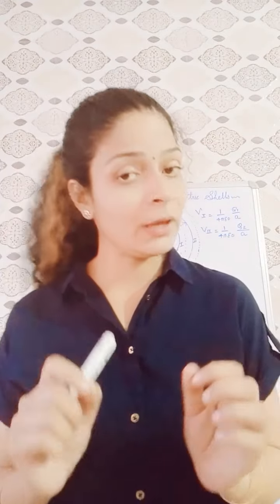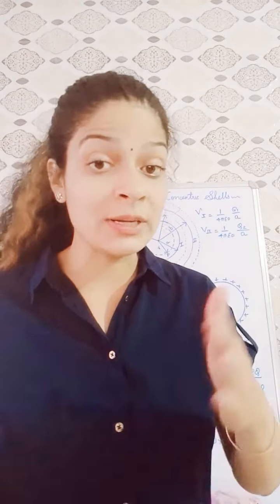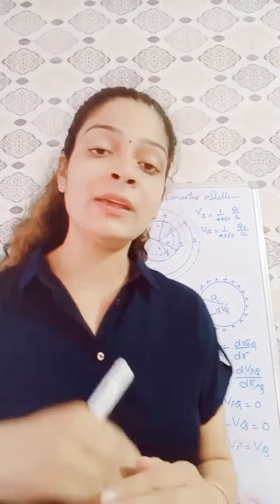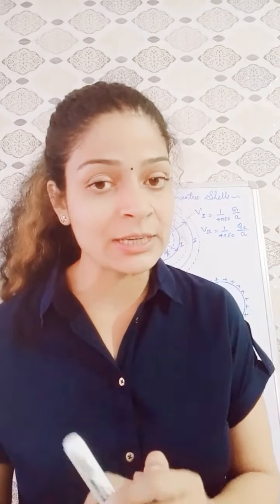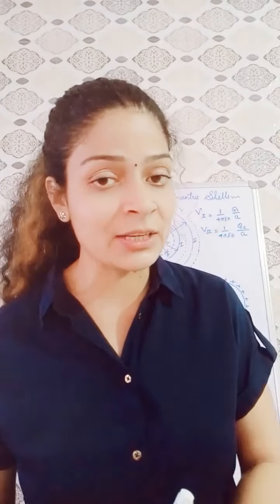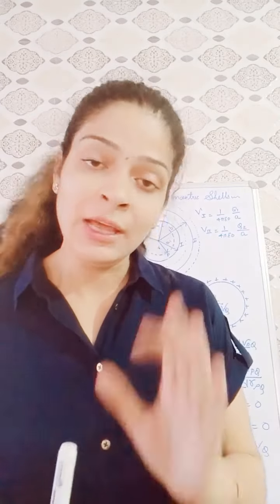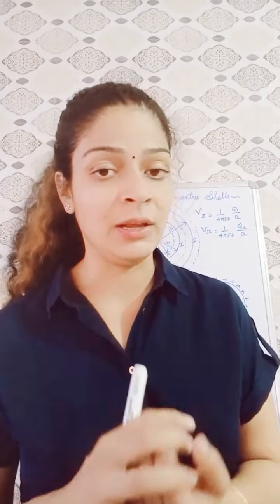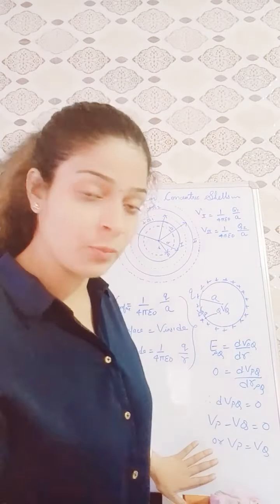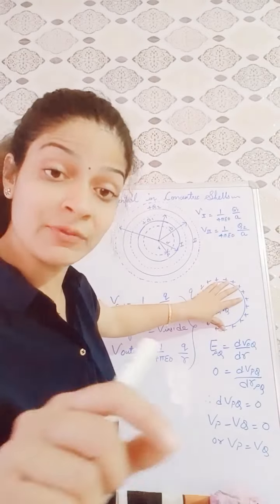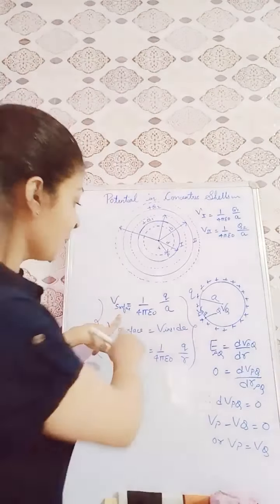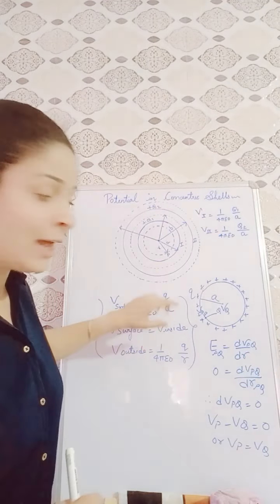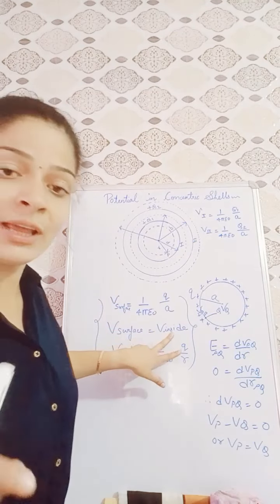This is a very important point in order to understand how to calculate the potential in the concentric shell. You should know that whatever is the potential on the surface of a spherical shell, that will be the potential inside the shell. Any point you consider inside the shell, the potential will be the same. Whatever is the potential on the surface, that will be the potential inside the shell. The potential on the surface of the shell is 1 upon 4 pi epsilon naught Q by a, and this potential will be equal to the potential inside the shell.